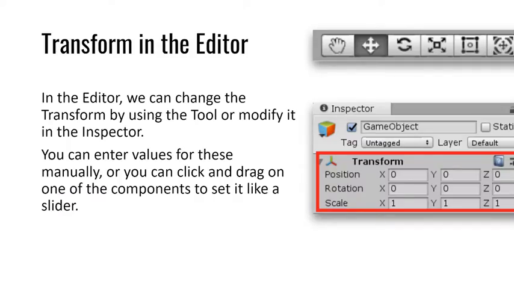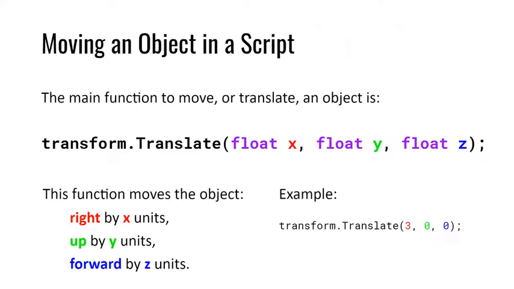So I showed you where you can manually change the transform in the inspector. So, yeah. Now, let's get to scripting. This is the main function that you use to move objects, transform.translate, which just basically means move it, change the position by that amount.